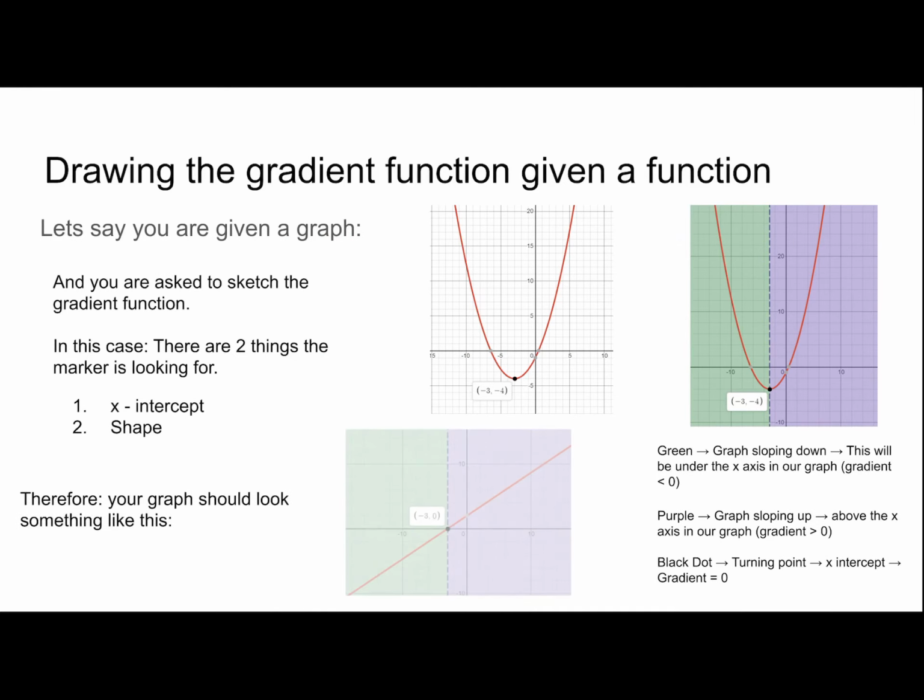So our graph should be looking something like this. Like I've indicated with the green and the purple, on the left-hand side, it is green. The reason that it is green and below the x-axis is because, back in our normal graph, the parabola is decreasing. And if it's decreasing, the gradient is lower than 0, so I've drawn this under the x-axis. It's the same logic for the purple. It's above the x-axis because it's a positive gradient, okay? And our black dot is our turning point, and therefore that is the x-intercept.